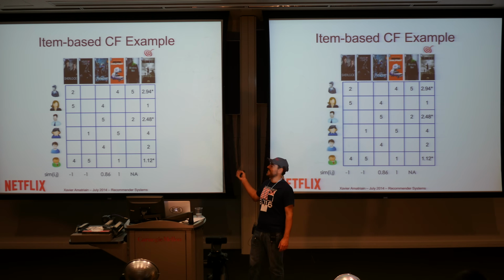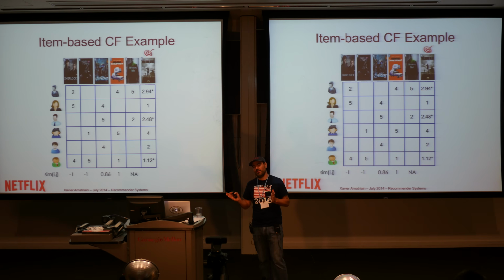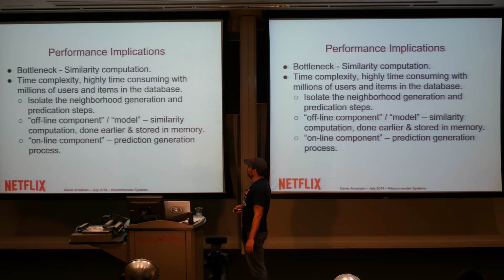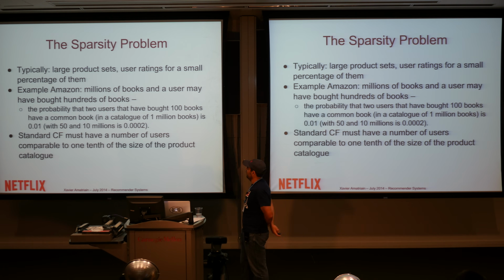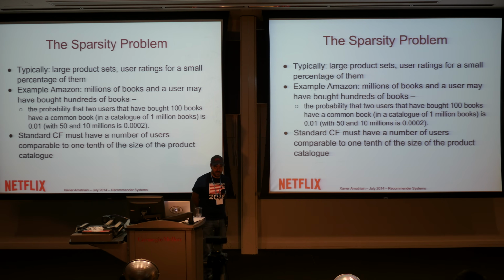But I'm using the exact same information that I was using before to do the filling of the matrix in one direction or the other. Okay, so I'm looking at the time and I want to move on, but I'll just do a quick recap of the neighborhood-based collaborative filtering. So we usually have large product sets and the user ratings or user interaction just for a small percentage.